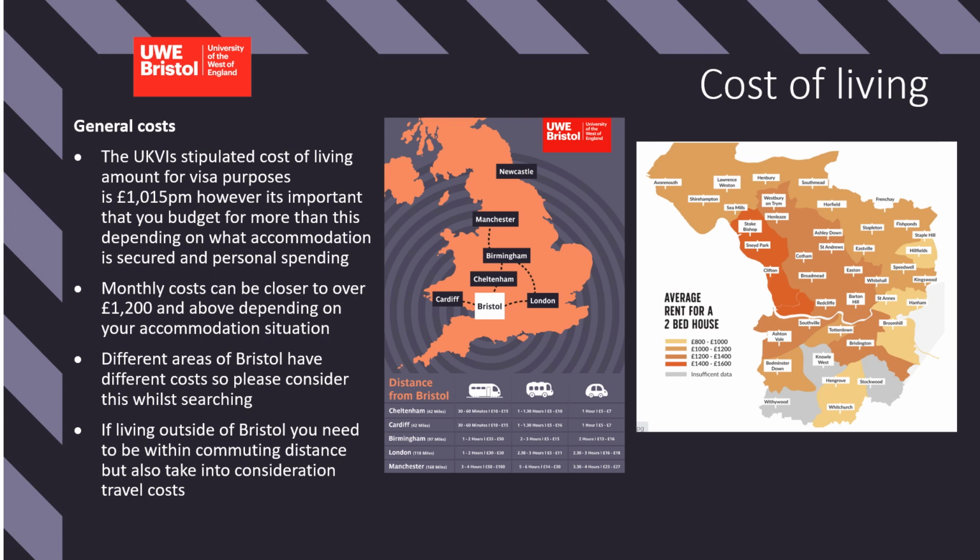The map here shows the average rent for a 2-bedroomed house across different areas of Bristol. If living outside of Bristol, you need to be within commuting distance, but also take into consideration travel costs and travel time. Areas that you could consider as commutable from Bristol include Cardiff, Cheltenham, Newport and Bath. However, areas such as Birmingham, London and Manchester are not commutable, and the additional cost and time means you should not consider living here and plan on commuting to UWE. We would strongly recommend that if you have support networks such as friends and family in these areas, that you consider a local university rather than commuting to UWE.